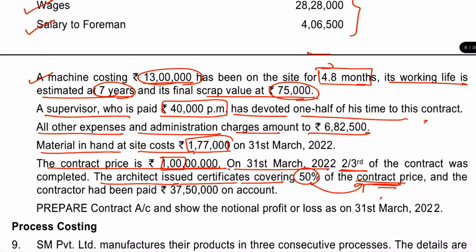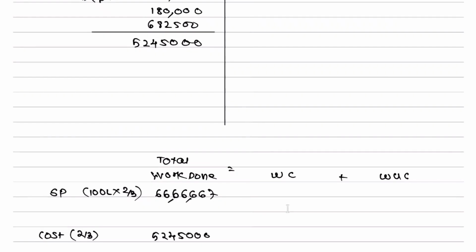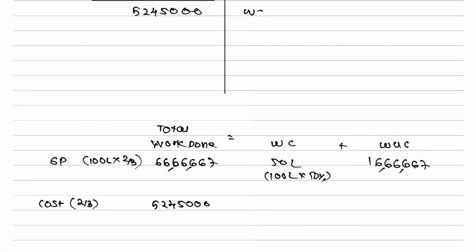So can I say he has certified कितना? He has certified कितना? 100 lakh का 50% he has certified 50 lakhs. Right? तो कितना not certified? 16,66,667. बराबर है.